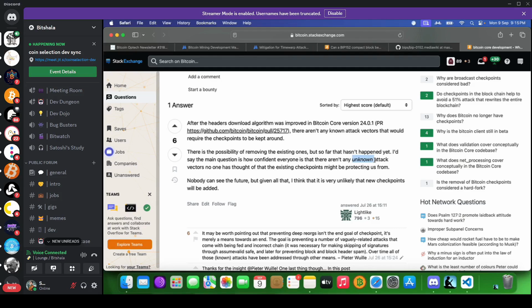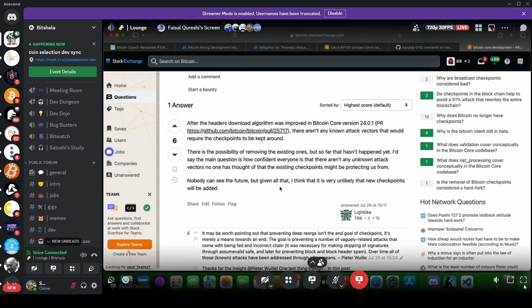Okay, so we are immune to known attacks. But what if there are some unknown attacks? What if there is some way in which a malicious peer can deceive another peer on the network into following the wrong blockchain, which the developers are not aware of? There might be some unknown attack that we're not aware of, and that could be the reason the developers have chosen not to get rid of checkpoint data.